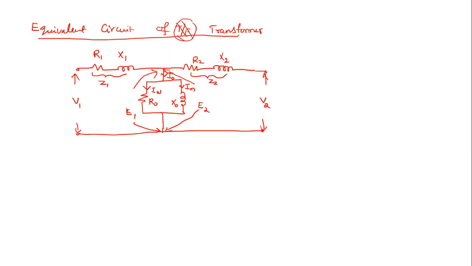Sometimes we refer the resistance and reactance in the secondary to the primary side, or sometimes we refer the resistance and reactance in the primary to the secondary side. So in some analyses, we need to have an equivalent and effective resistance.